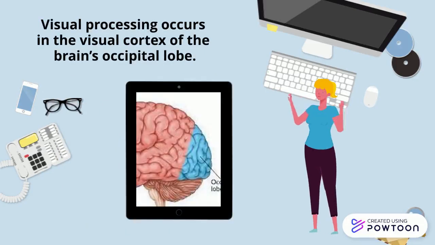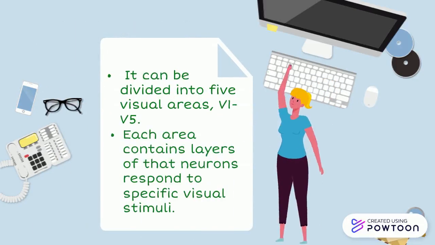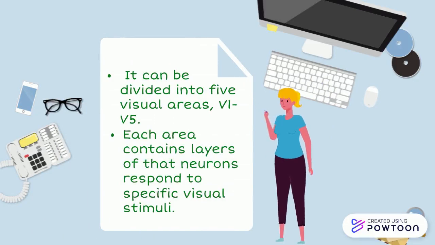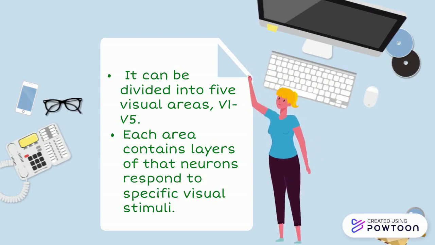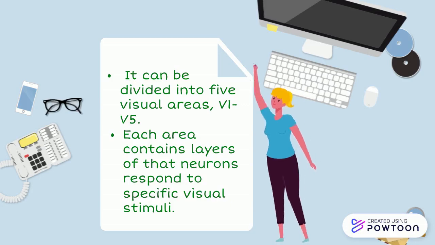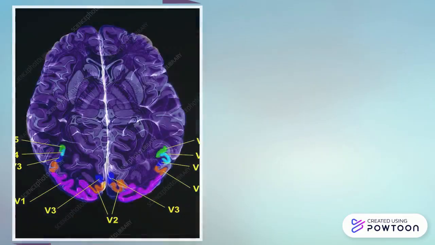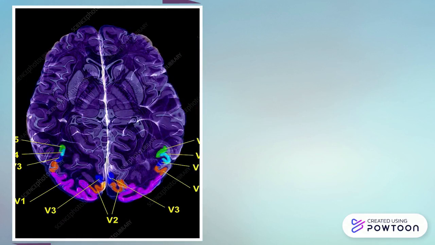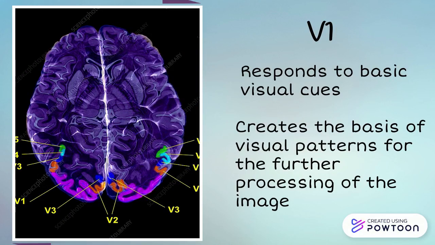Visual processing occurs in the visual cortex of the brain's occipital lobe, and it can be divided into 5 visual areas labeled V1 to V5. Each area contains layers of neurons arranged in columns that comprise simple and complex cells, and these neurons respond to specific visual stimuli. The layers of V1, especially layer 4, contain mainly simple cells that respond to basic visual cues, such as the orientation and direction of bars and edges, and each column responds to only a particular orientation.